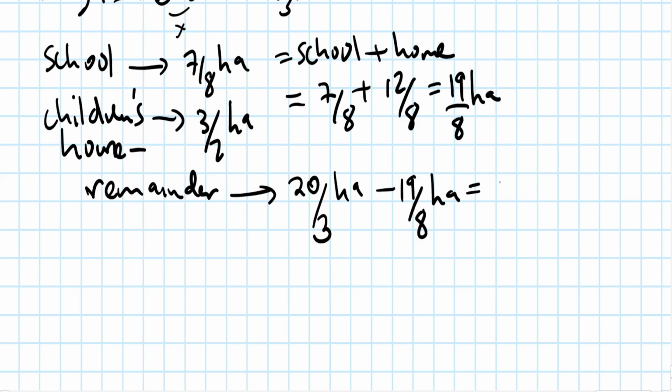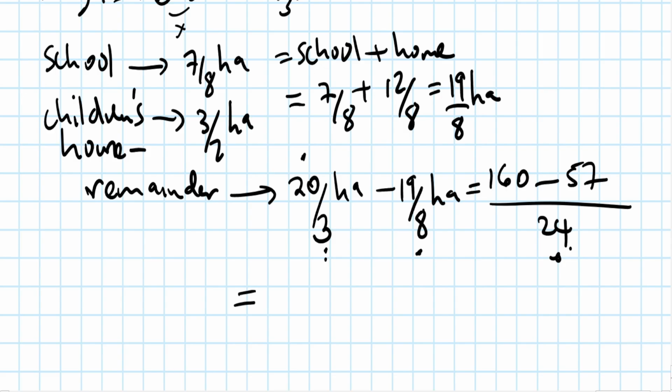Okay, so obviously you can use the LCM rule. 3 and 8, the LCM is 24. 24 divided by 3 is 8. 8 times 20 is 160. 24 divided by 8 is 3. 3 times 19 is 57. Okay, 160 minus 57. 160 minus 57 is going to give us 103. So you have 103/24 hectares that remained. So yep, can we simplify really? By 24, nope, just still 103/24 hectares.